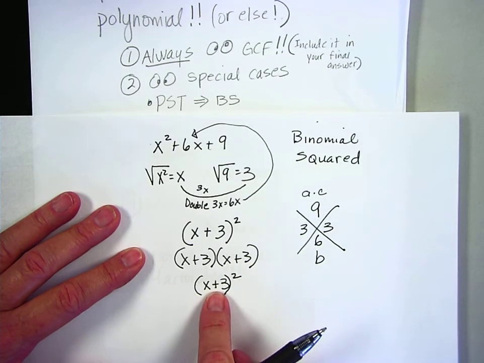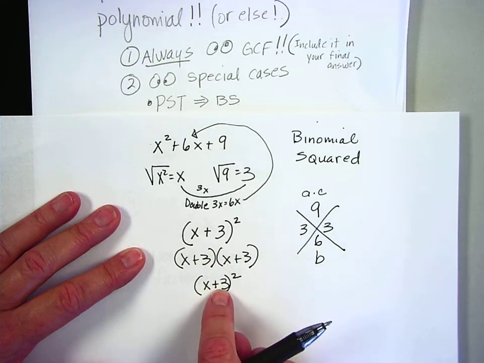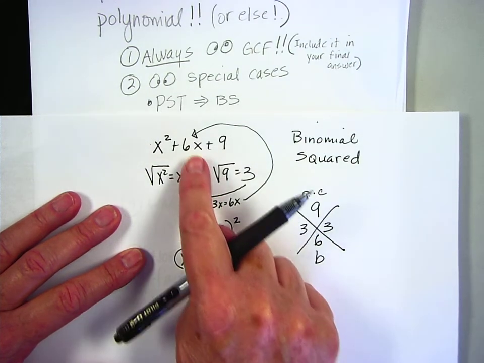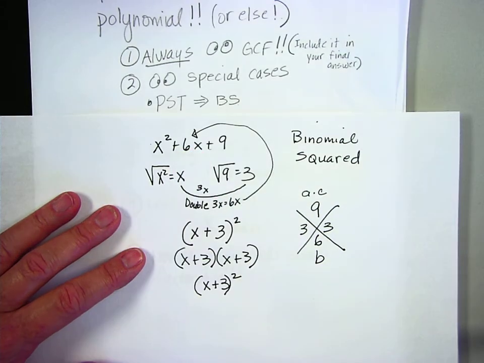That's the right way to do it. Even though this is technically correct, I want it written like this. And if you have a binomial squared as your factorization, then this is a perfect square trinomial.